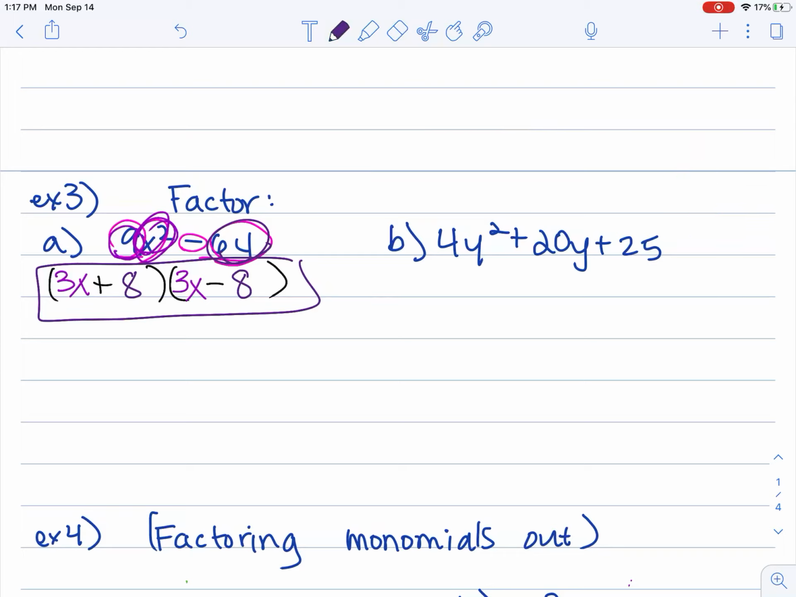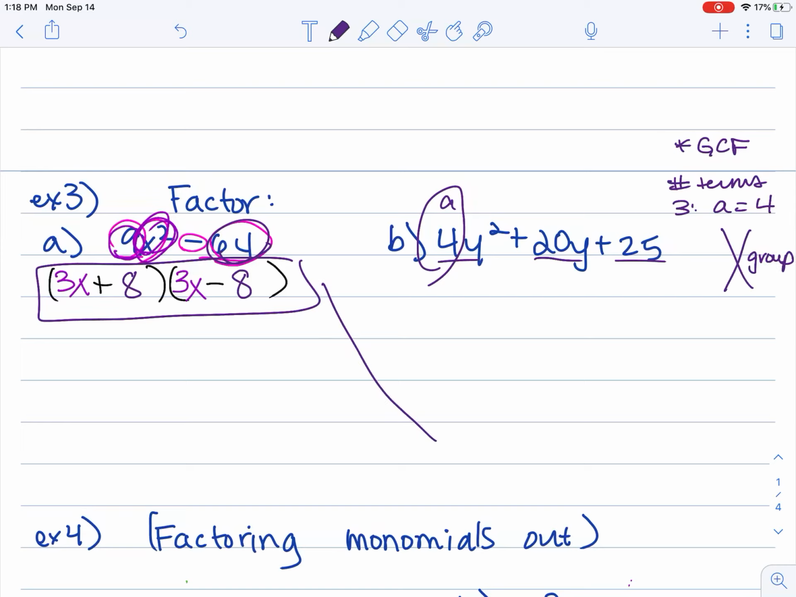Now, let's look at factoring this next one, where we have 1, 2, 3 terms. First, remember, we always look for a GCF. We don't see a GCF here, so we're going to look at the number of terms now. We know there's 3 terms, and the A value right here is 4. So we know we're going to have to use the X grouping. So here's our big X. We put our values for A and C and B here. A times C is 4 times 25, which is 100. So we're going to put 100 here. And the B value is 20. So remember, we have to multiply to 100 and add to 20.